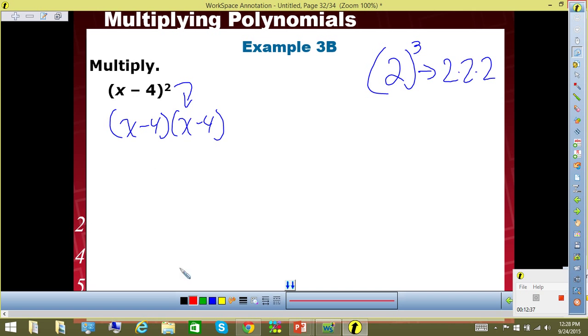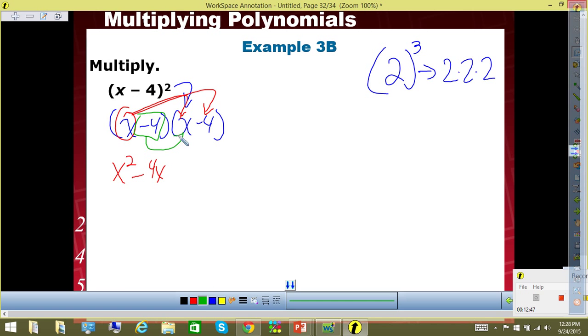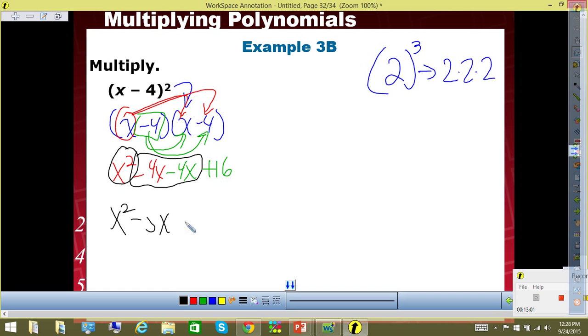All right, let's see. X times x, x squared, x times negative 4, negative 4x. Then I got negative 4 times x, that's negative 4x. Negative 4 times negative 4, that's positive 16. So far so good? X squared, there's no other. This is the same as this, so I combine these two to x, that is negative 8. And I bring down the 16, hands if you got that. Okay. Who used the area model? Distributive property? Okay, the majority. All right, let's go to the funner stuff.